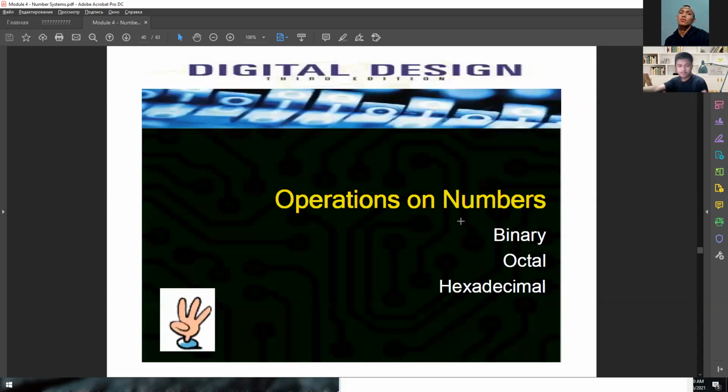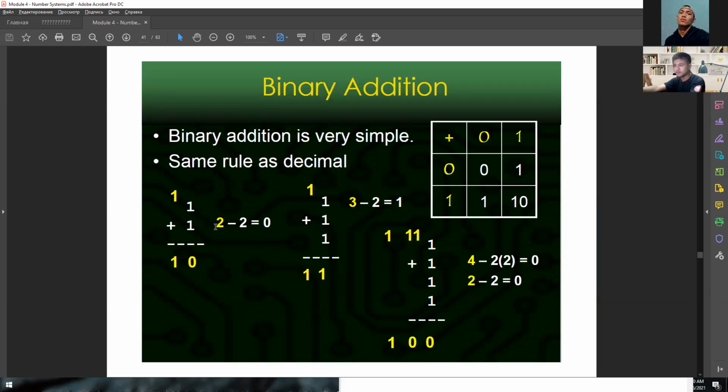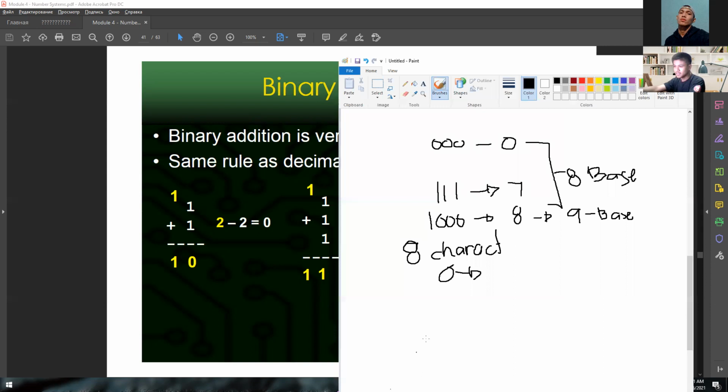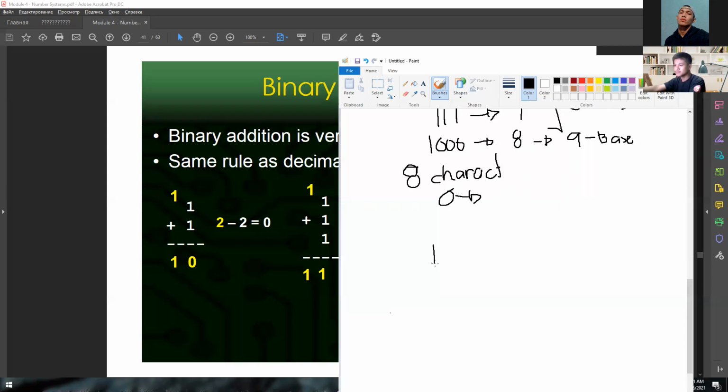All right. So the next one right here is operations on numbers. We'll talk about binary, octal, and then hexadecimal. Let's talk about binary first, or binary addition. Binary addition is very simple. As you can see, 1 plus 1 is 10. 1 plus 1 plus 1 is 11. 1 plus 1 plus 1 plus 1 is 100. You might be wondering how that happened.